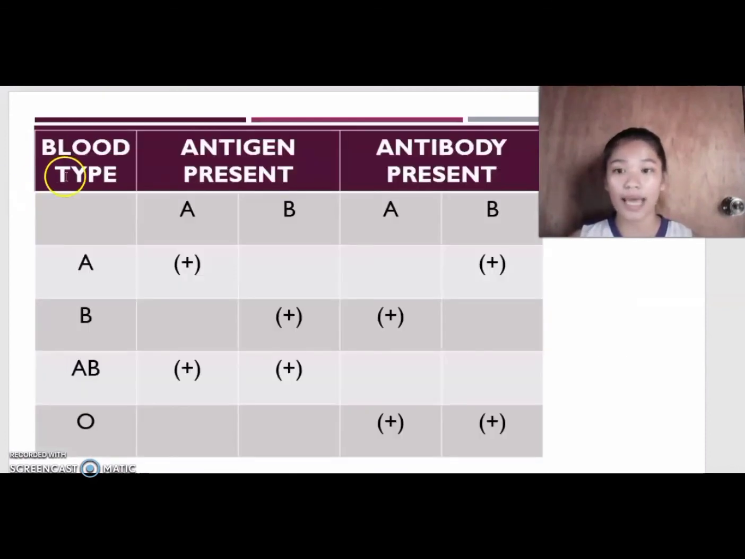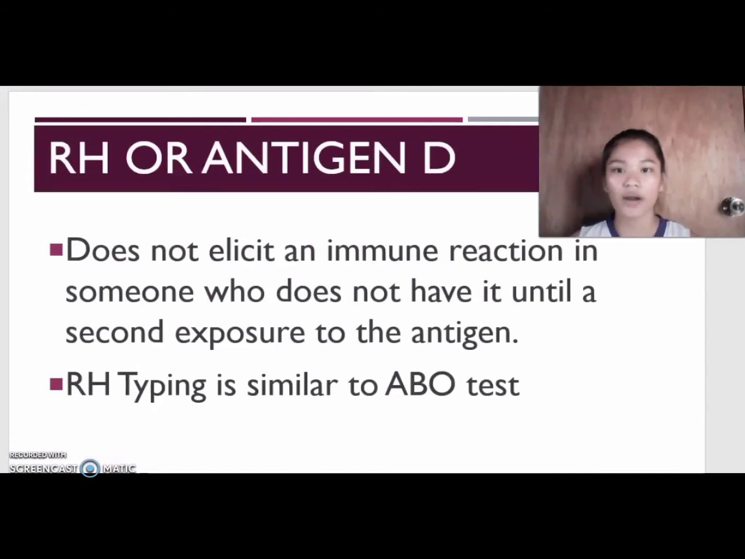So next we have this slide: the blood type, antigen present, and the antibody present. In blood typing, we use anti-sera containing antibodies against surface antigens. So if there is an antigen A present, it is blood type A. Whereas if there are antibodies A and B present, it is blood type O, and so on. So we have the Rh or antigen D, which does not elicit an immune reaction in someone who does not have it until a second exposure to the antigen.